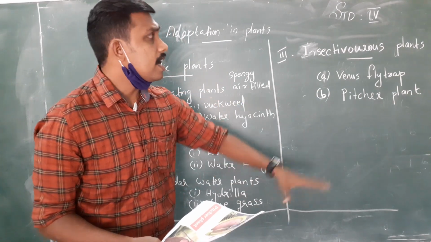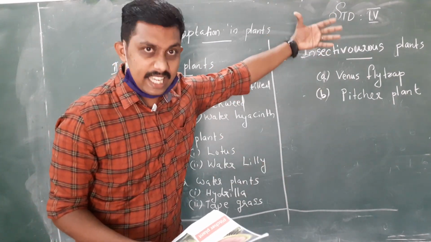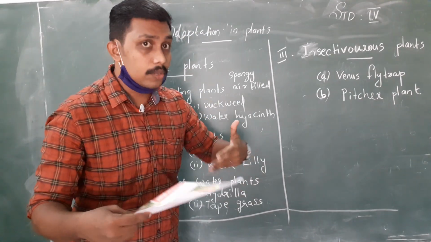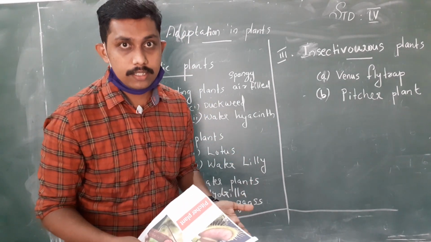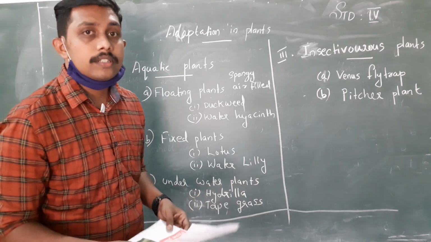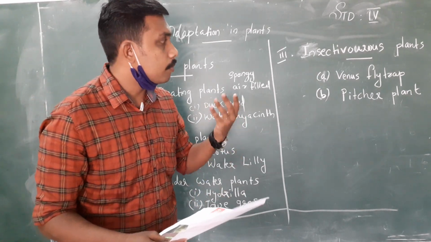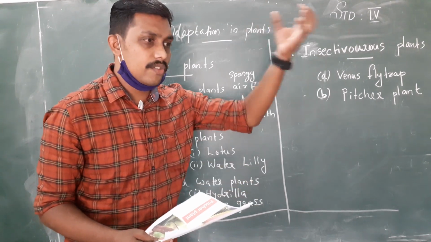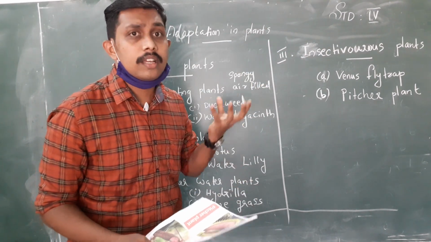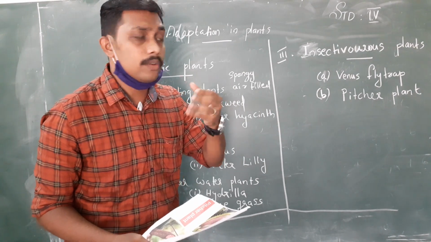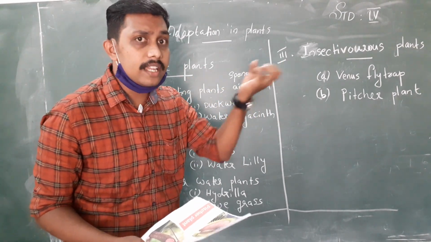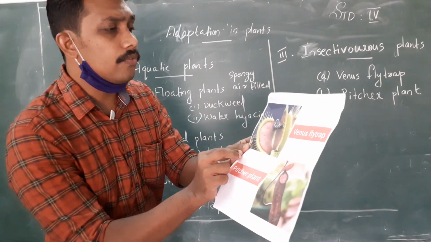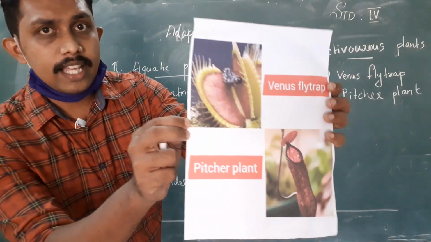Once again, some plants eat insects. They are called insectivorous plants, and also carnivorous plants, because their most important feature is that they trap insects. What do they do? They trap the insects for eating, for feeding, for food. These are the two main types of insectivorous plants.